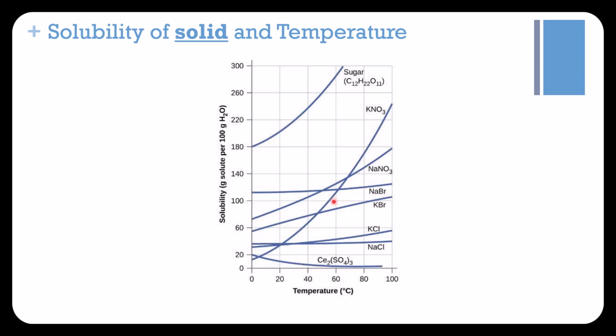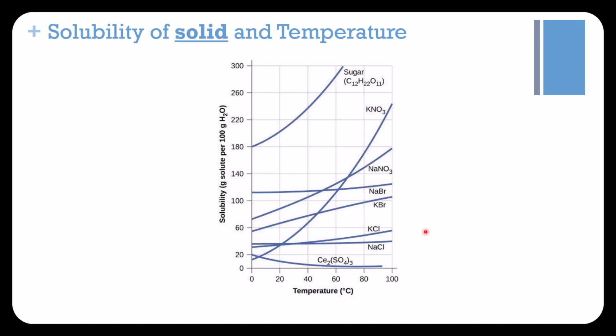We know this to be true because we live in the South and we make sweet tea, right? We make sweet tea at roughly room temperature, so that's somewhere around here. If we want more sugar to be dissolved in that sweet tea, we tend to heat up our tea, and what we'll see is more of that sugar will dissolve. Heat it up again, more sugar will dissolve. So we see this direct proportionality. Increase the temperature, increase the solubility of a solid.